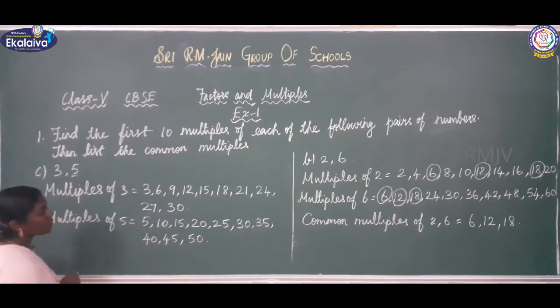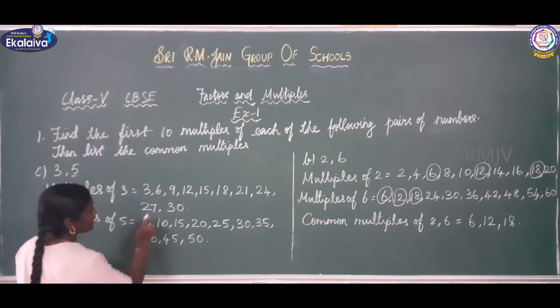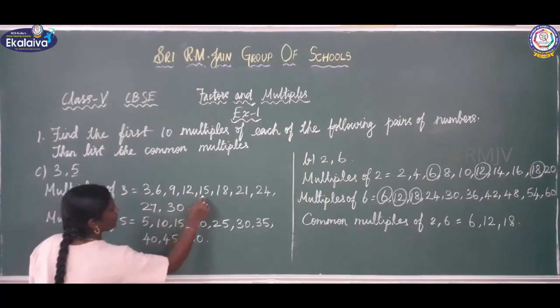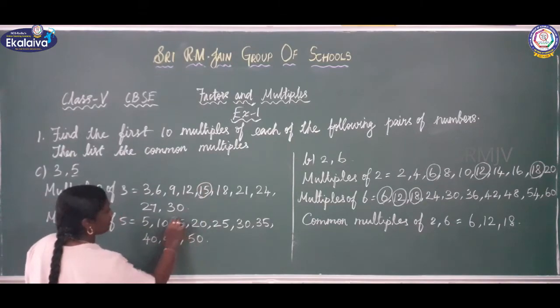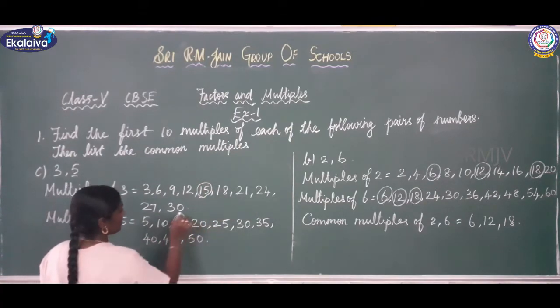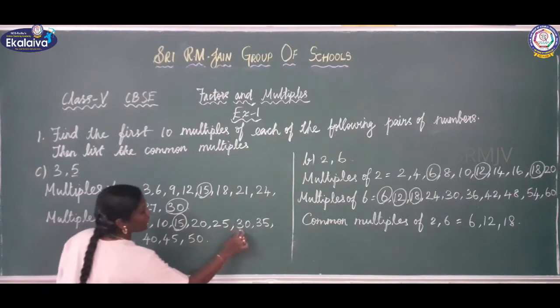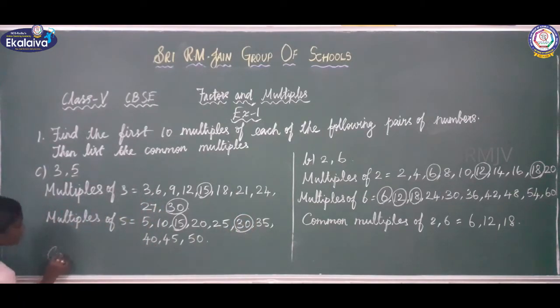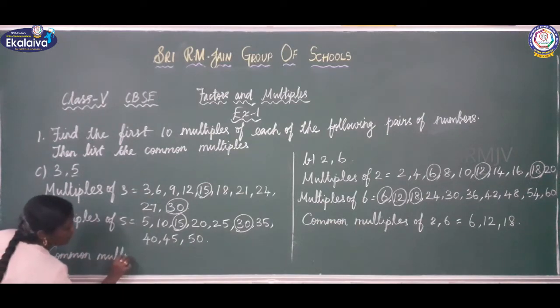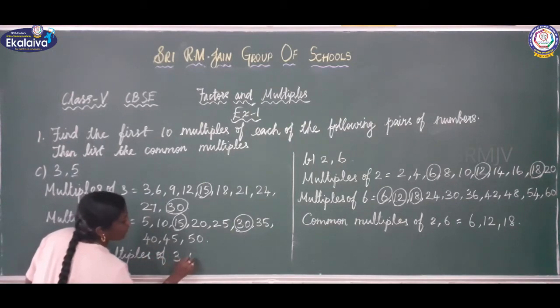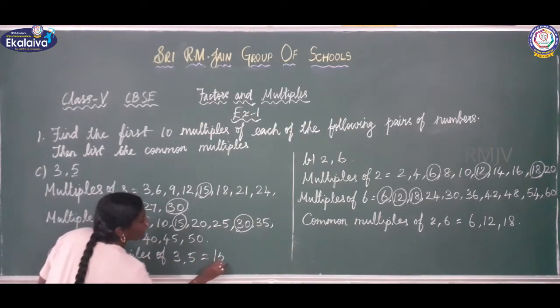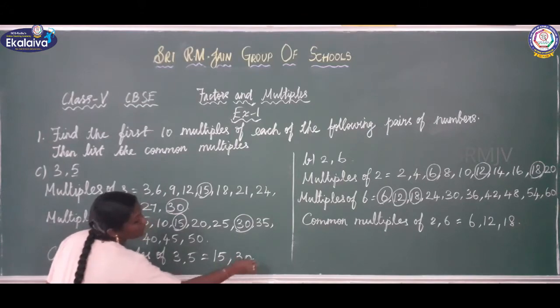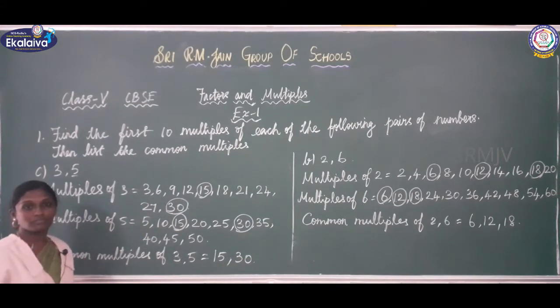Now we have to find out the common multiples. Here which are common? 15, then 30. 15 and 30 are common multiples. So common multiples of 3 and 5 are 15 and 30. Was it clear, children?